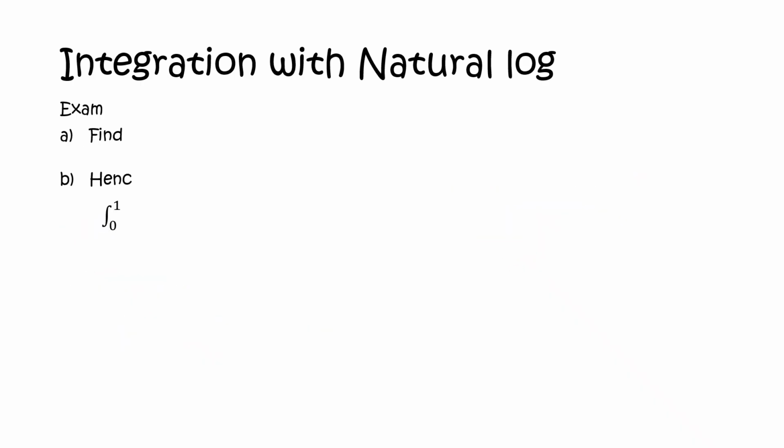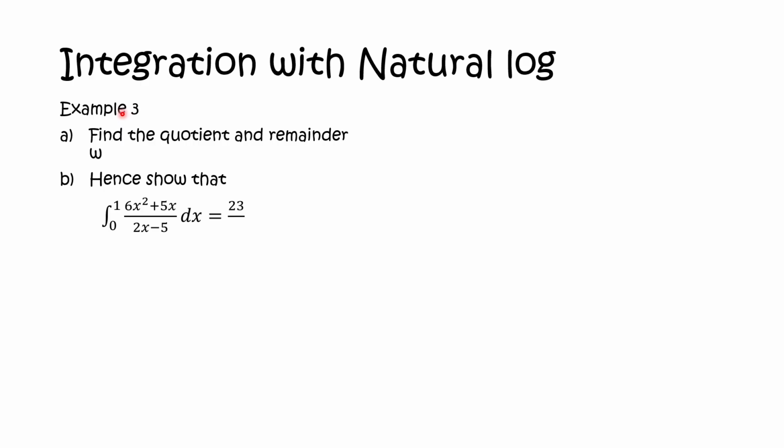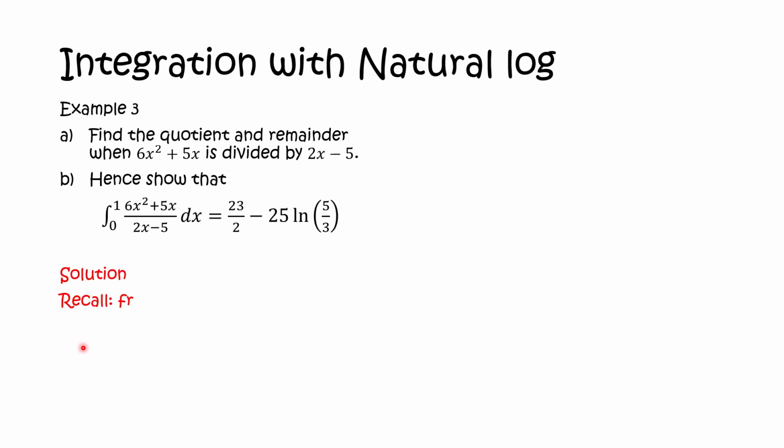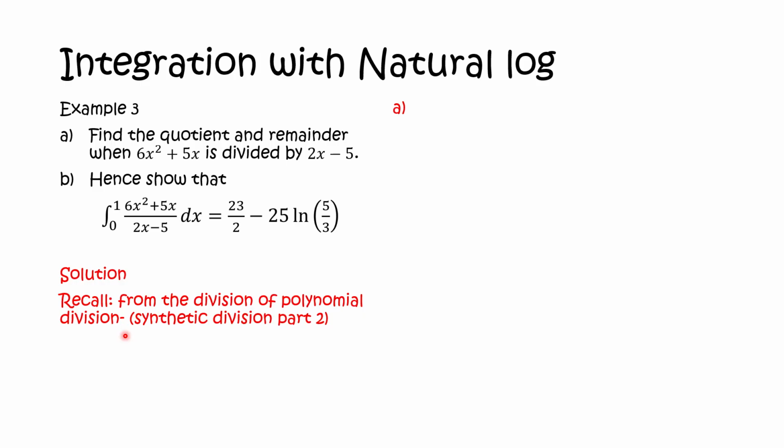Now, let's take a look at example 3. Example 3 is an interesting one. Why? Because firstly, we have to find the quotient and the remainder when 6x squared plus 5x is divided by 2x minus 5. So recall once again from our previous videos on the division of polynomials, where we looked at various ways of dividing polynomials.